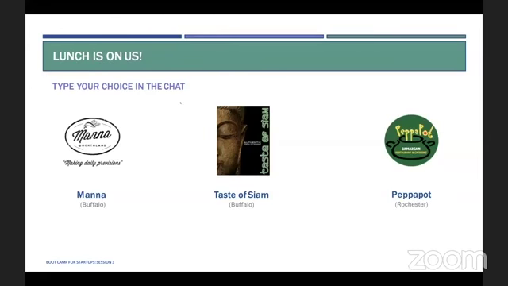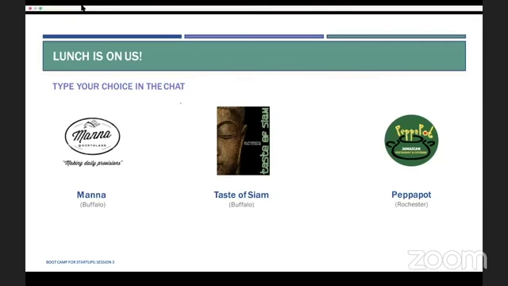Jahida wanted me to remind everybody that the vouchers you receive do expire on, Jahida, you can tell me if I'm wrong, September 5th. So you need to use your vouchers by September 5th. We have a lot of people who have still not used their vouchers. Please use those vouchers. We want you to eat on our dime. Anytime you can get a meal from a friend, go ahead and take that. It's also a chance for you to support a small business. So please use your vouchers and support Manna, Taste of Siam in Buffalo, and Peppa Pot in Rochester.